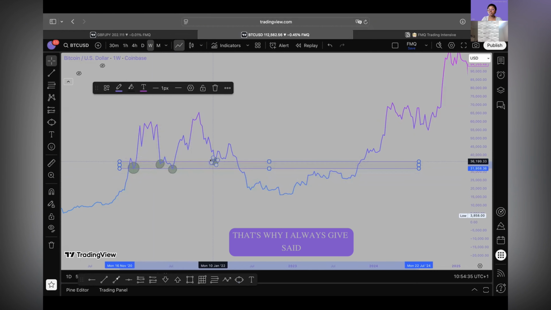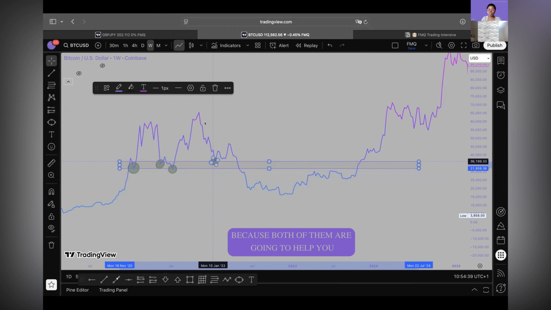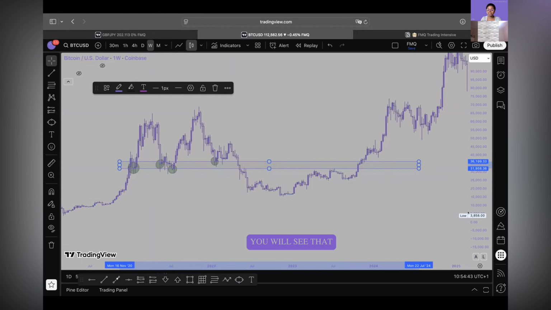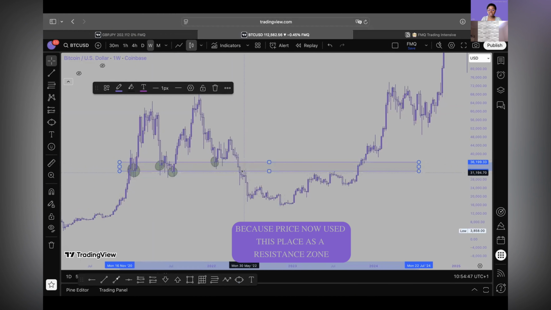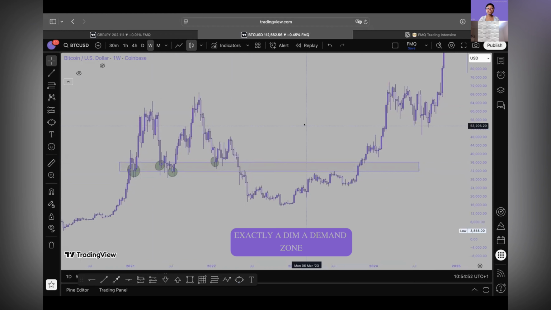That's why I always said you should use both the line chart and the candlestick chart, because both of them are going to help you. Now, when you go to the candlestick, you'll see that price also reacted here as well, because price now used this place as a resistance zone, which is another thing. Yes, exactly. A demand zone for a bullish trend can be a resistance zone or a supply zone for a bearish market.